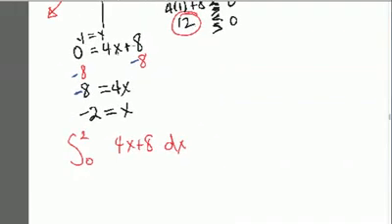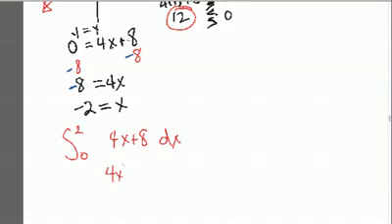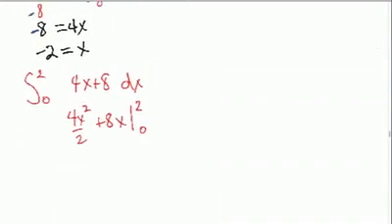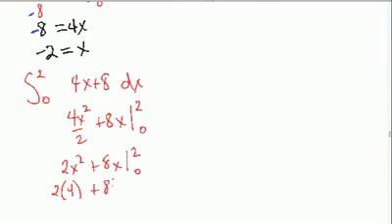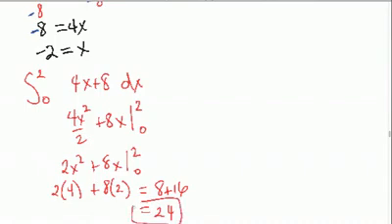So then you would integrate, and you would get 4x squared over 2 plus 8x, evaluated between 2 and 0. Then the 4 and the 2 cancel, and you get 2x squared plus 8x between 2 and 0. So you're going to get 2 times 4 plus 8 times 2, which equals 8 plus 16, and your area would be 24. All right? And that's basically it for area between two curves.